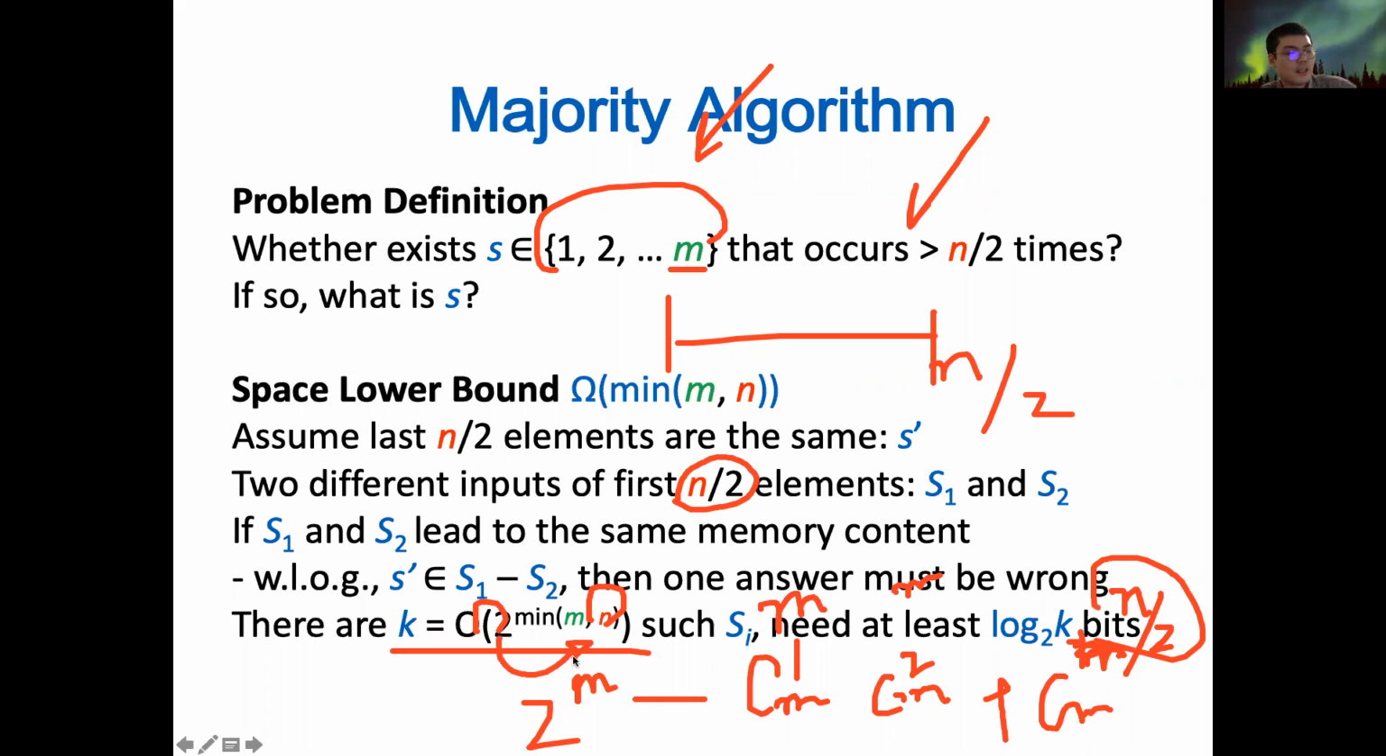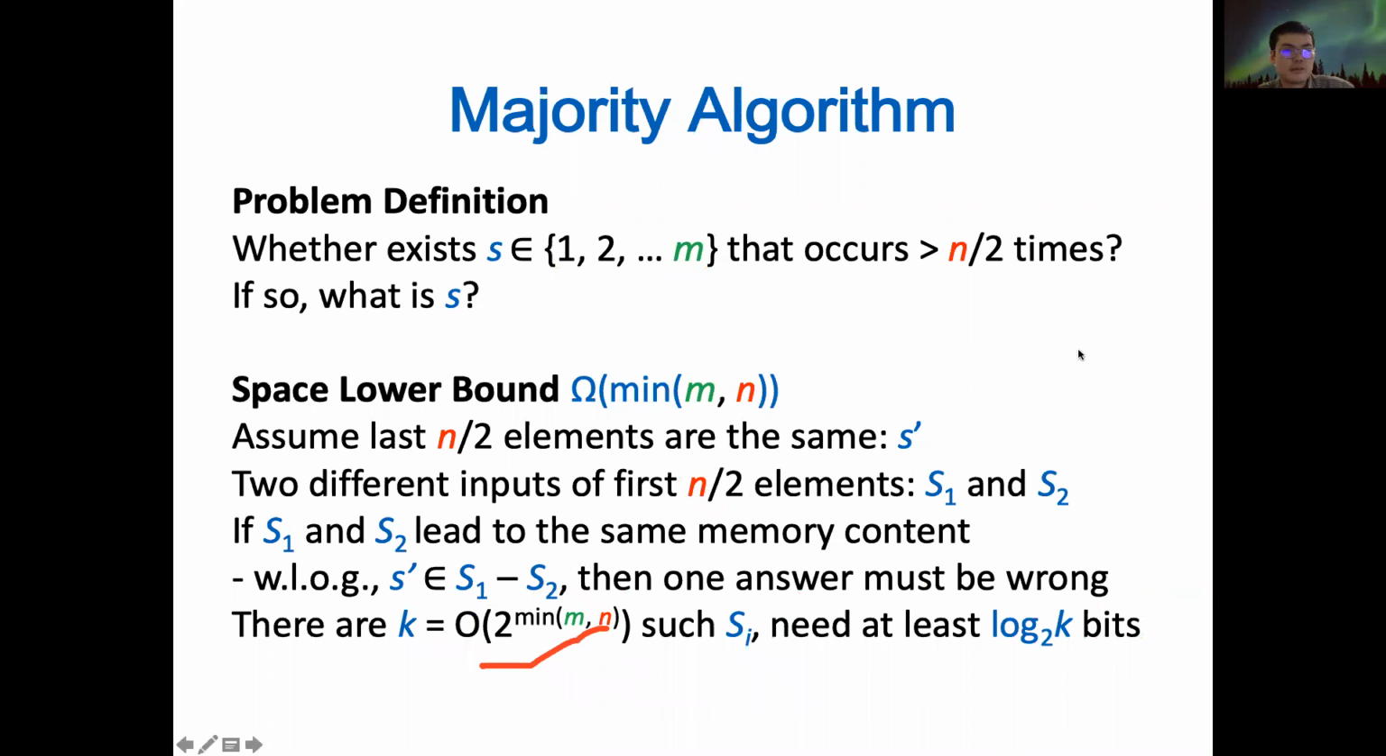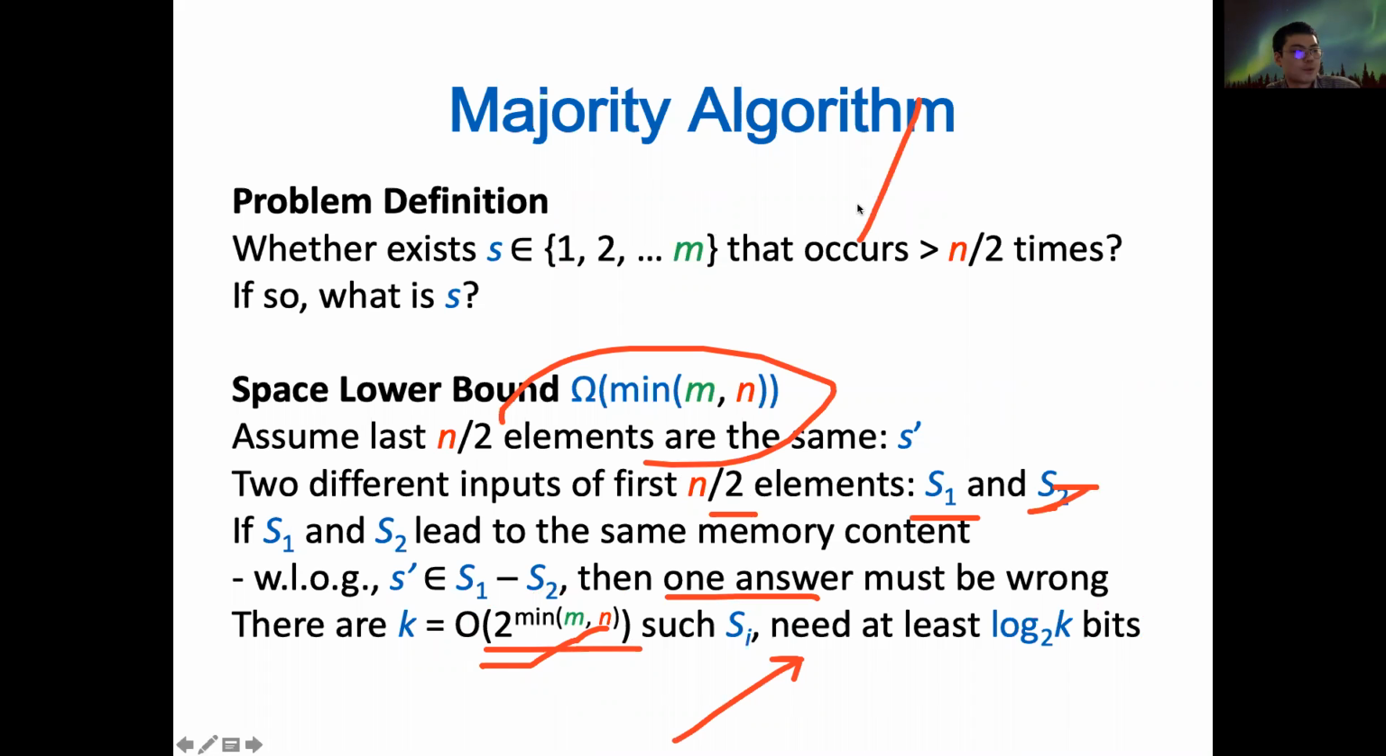This is in the case that n is much smaller than m. Then it's not dominated by m, but by n. So in any case, you want at least a minimum of these two numbers, because n is smaller, so you are dominated by 2 to the power. This shows that even for the first half, you need so many bits. For the whole stream, of course, you need more than these bits to be able to uniquely differentiate two sets that otherwise will make a mistake. So this tells us that the space lower bound is already linear, and we cannot exactly answer this question.